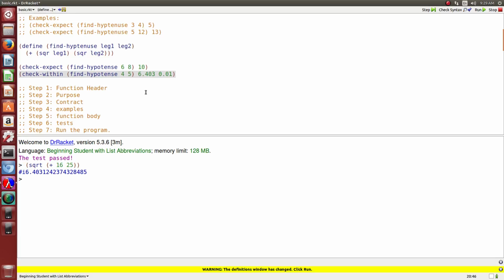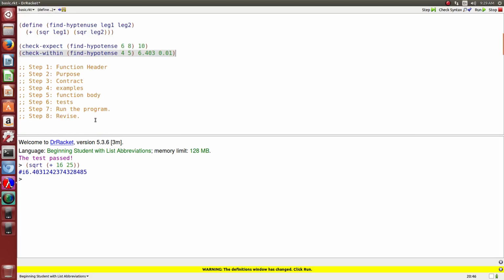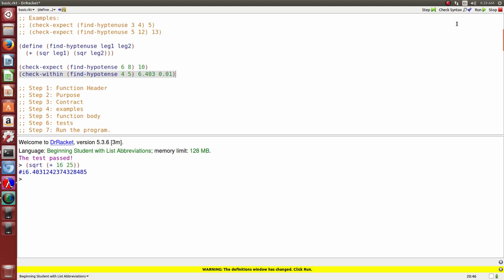Because we know that the hypotenuse may not always be an integer, even though these two are. Okay? And of course, these two don't even have to be integers. We can just leave them to be whatever they want. They can be decimal values or fractions. So we've written our tests. Let's run the program and see what happens.